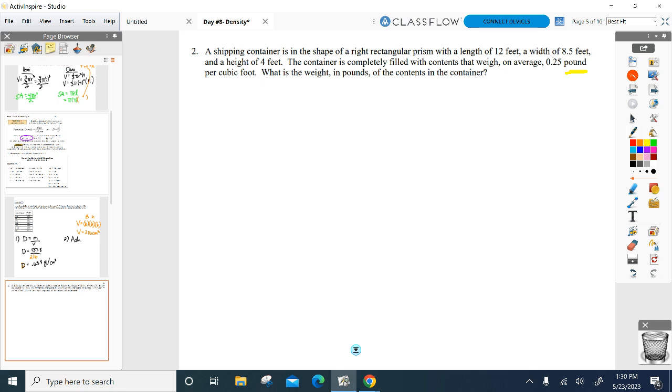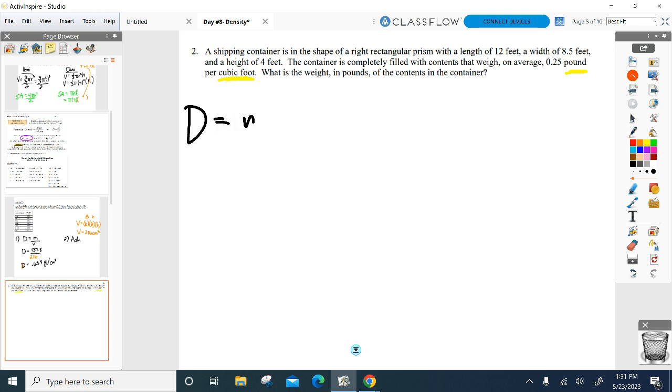Pounds, which is a form of what? Mass per cubic foot, which is a form of volume. Does everyone see that? The label tells you that it's the density. I don't need the vocabulary term. The label tells you that that's the density. All right, so let's go to work.